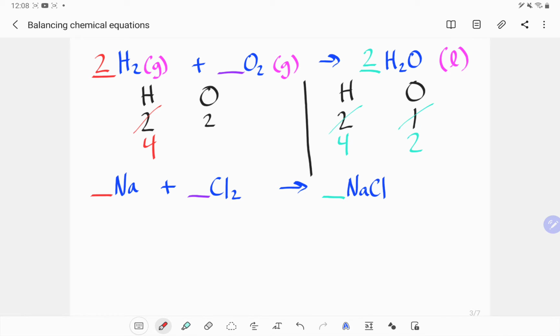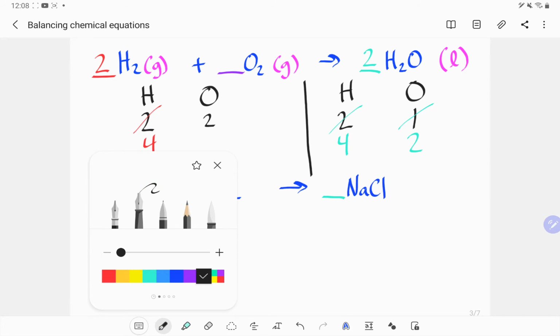Now we're going to do some more examples on balancing chemical equations. So here in this next example, we have sodium plus Cl2 gives us sodium chloride. And again, the only thing we can do is changing the numbers inside of these boxes. So let's go ahead and do that.